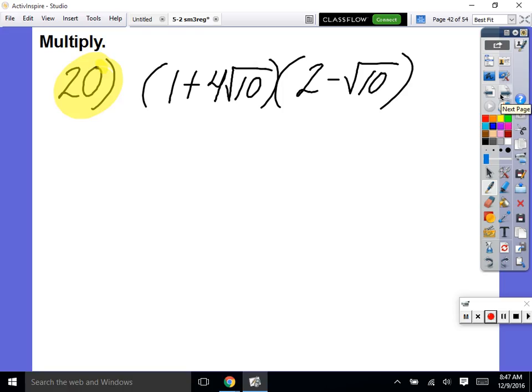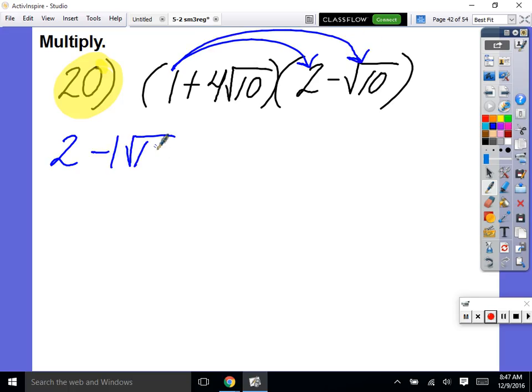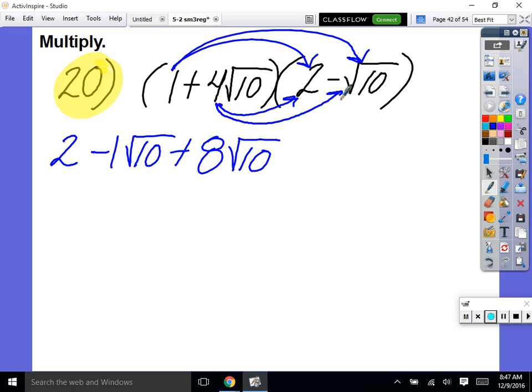We would distribute. We've got to be very careful. You can do it. 1 times 2 is 2. Very careful here. 1 times the square root of negative 10 is negative 1 square root of 10. Then we're going to have 4 square roots of 10 times 2. That's positive 8 square roots of 10, correct? Plus 8 square roots of 10, and then very careful because this is usually where people mess it up. Positive 4 square roots of 10 times negative 1 square root of 10 will be negative 4 square roots of 100.